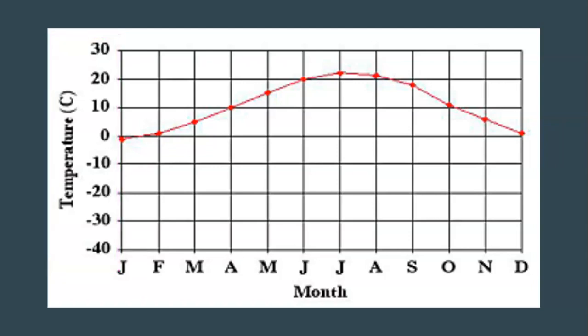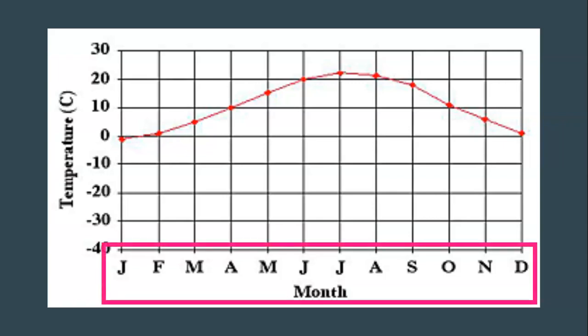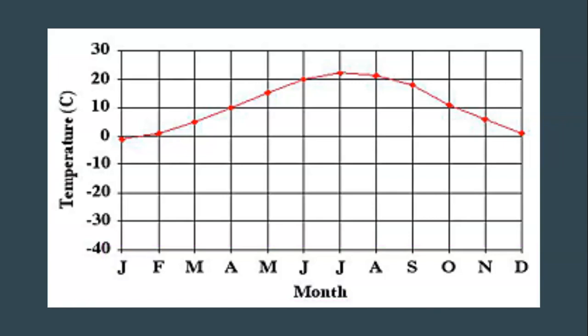In parentheses, you'll see a C, which stands for Celsius. Temperatures on this graph go from negative 40 degrees Celsius up to 30 degrees Celsius. Along the bottom on the x-axis are months. The letters stand for the first letter of the month, so January, February, March, April, and so on. And then there's a line that shows you the temperatures of this location over the year.